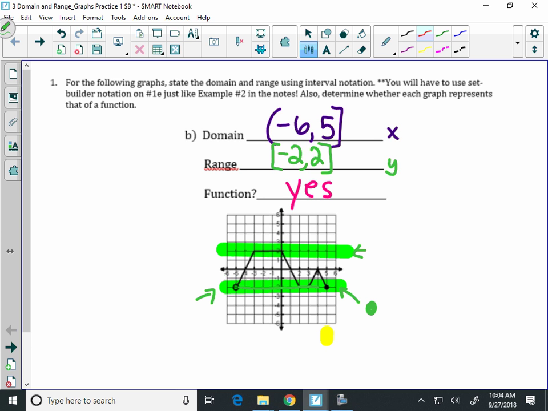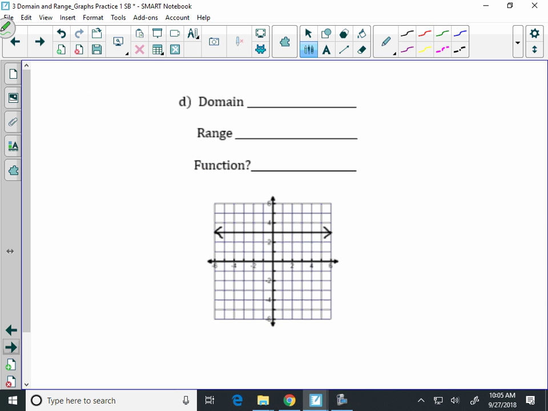Alright, let's move on to D. We start again with deciding if this is a function. So this is a horizontal line. When I draw a vertical line anywhere through it, that vertical line only crosses one time. So this graph is also a function, just like the last one.